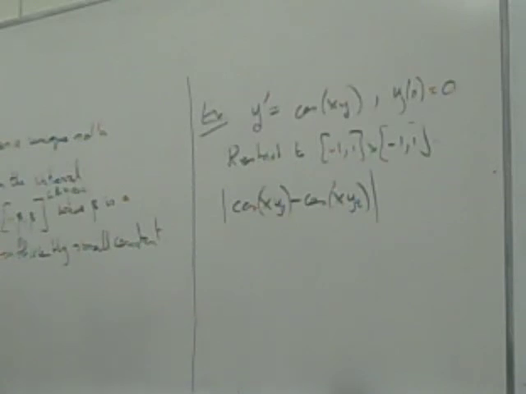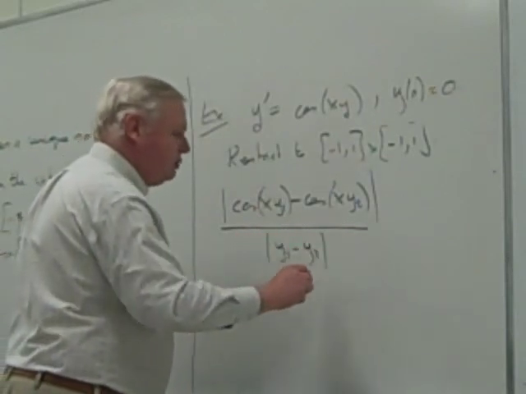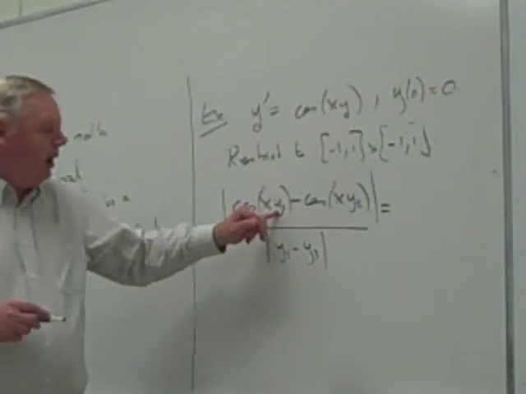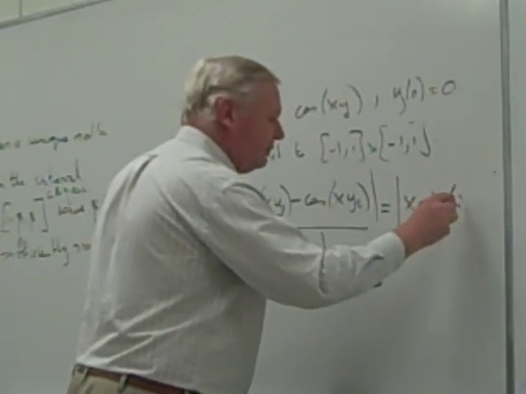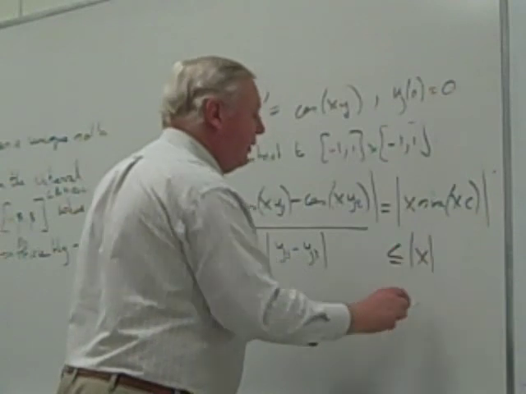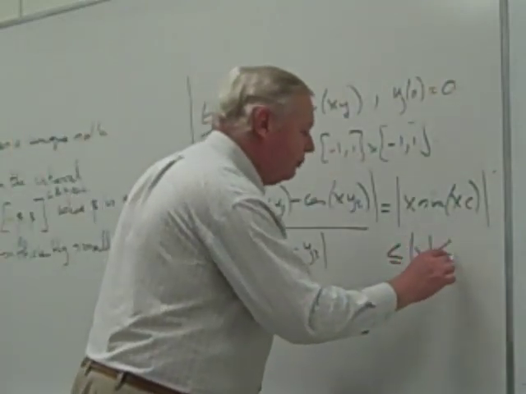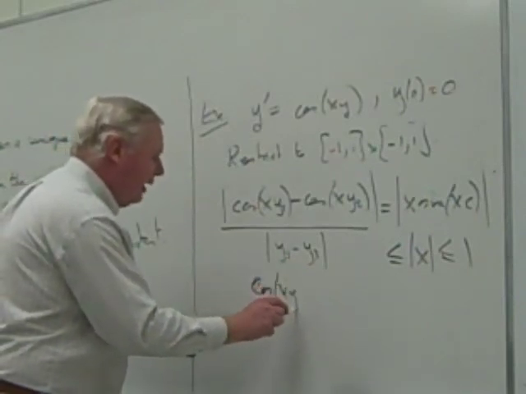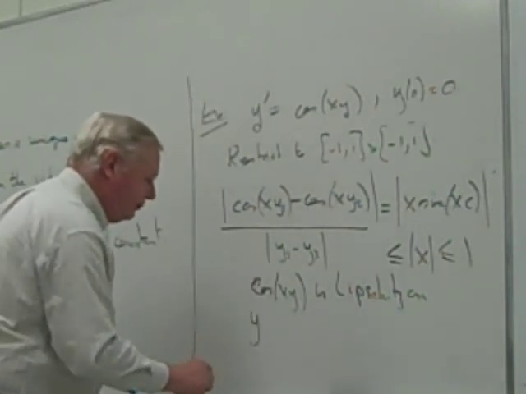regard x as fixed, divided by the absolute value of y1 minus y2 is equal to, when I differentiate this as a function of y, I will get x times sine of xc for some constant c, which will be less than or equal to the absolute value of x. And if I'm restricting x to be in the interval negative 1, 1, this will be less than or equal to 1. And so my function cosine xy is Lipschitz in y with constant 1.